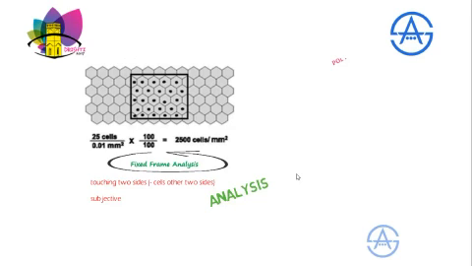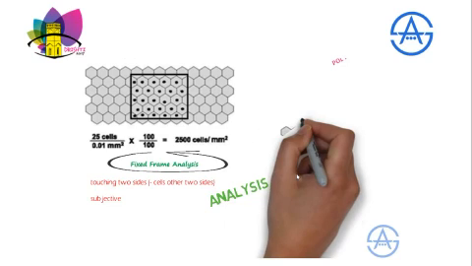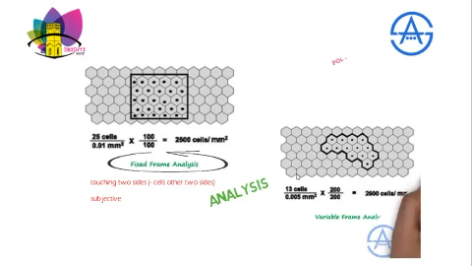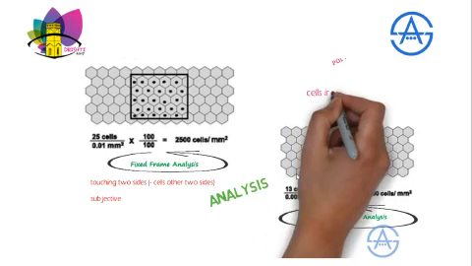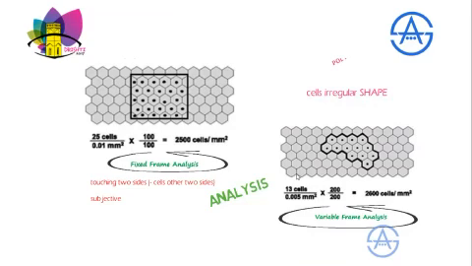Now talking about a variable frame analysis, here what's happening is we are demarcating the normal irregularly shaped endothelial cells, and when we count the number of endothelial cells within that frame, we divide it by the area that we have used to mark, and we multiply by 200 in the numerator and denominator, and here we are getting the number of cells.